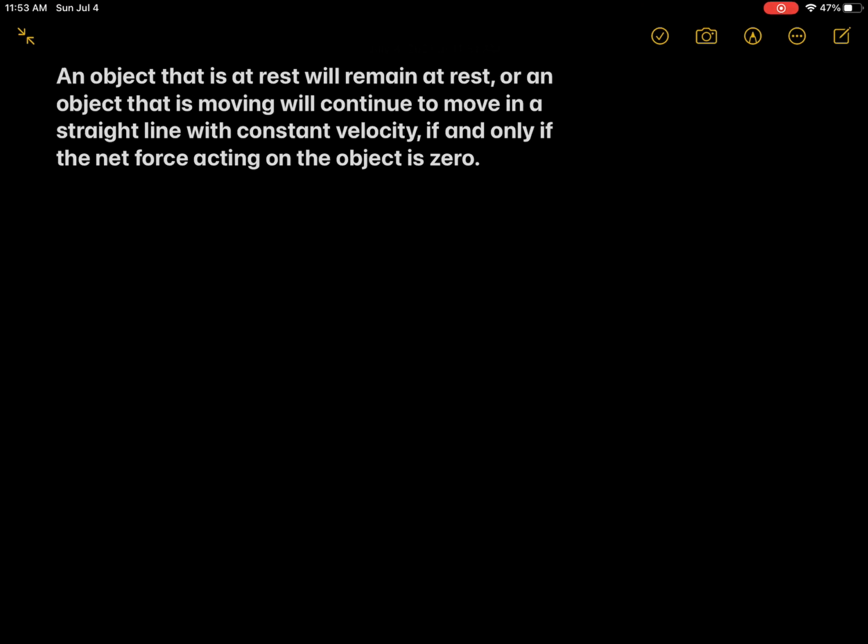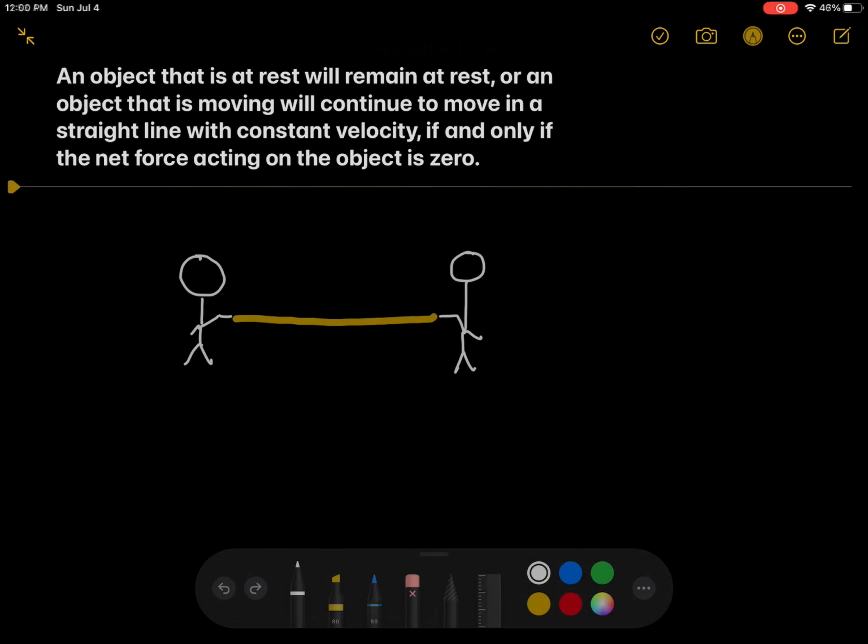An object that is at rest will remain at rest, or an object that is moving will continue to move in a straight line with constant velocity if and only if the net force acting on the object is zero. Okay, that was quite a mouthful, but let's dissect that a little bit further. Let's look at the first statement in a little bit more detail.